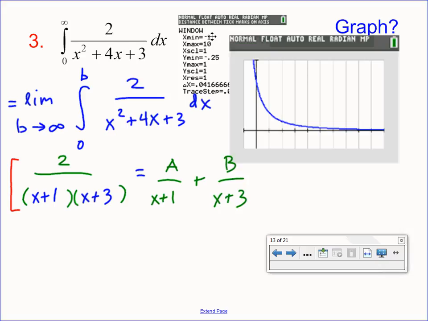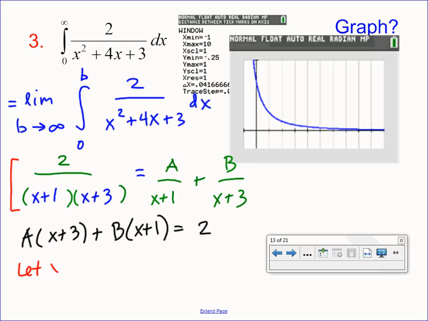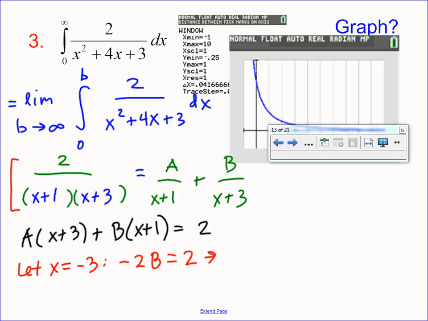Great. So this first fraction would need an x + 3. Good. Plus the second fraction would need an x + 1. And together that must equal the numerator 2. Convenient x value, I'm going to let x equal -3. Then the first term drops out, and B times -3 + 1 is -2. So -2B equals 2. So B must equal -1.